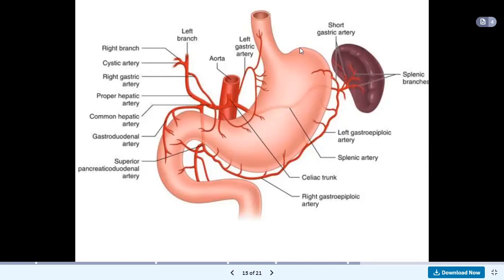So if you are asked in an exam which arteries supply the fundus of the stomach, you say the fundus of the stomach is supplied by the short gastric arteries, which branch off from the splenic artery. And the splenic artery is coming from the celiac trunk also. So fundus by short gastric artery, upper part of lesser curvature by left gastric artery, lower part of lesser curvature by right gastric artery. Now let's look at the remaining part, the greater curvature, and which arteries supply it.